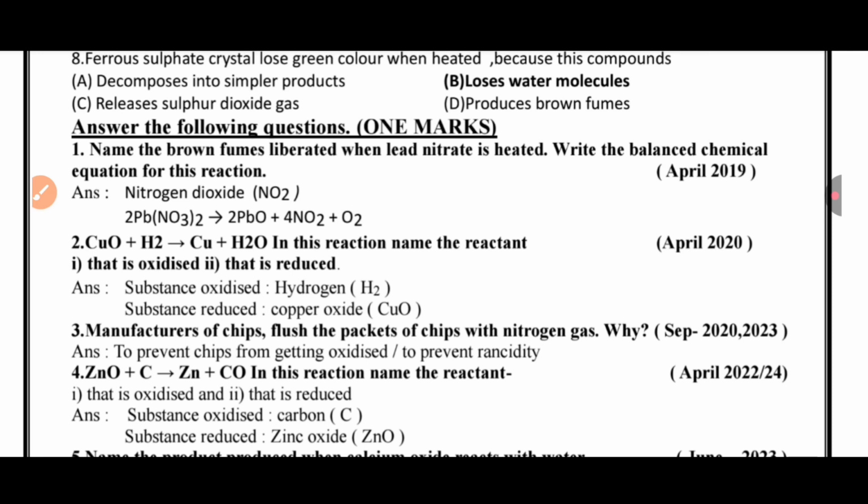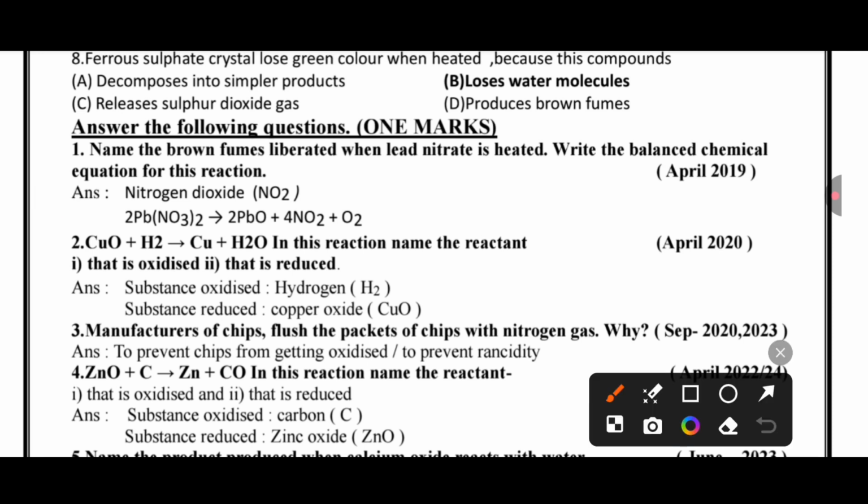Next question. CuO plus H2 gives Cu plus H2O. In this reaction, name the reactant that is oxidized and that is reduced. The substance that is oxidized is hydrogen. The substance that is reduced is copper oxide. In this reaction, hydrogen takes oxygen, so we call it oxidized. Copper oxide gives up oxygen, so we call it reduced.